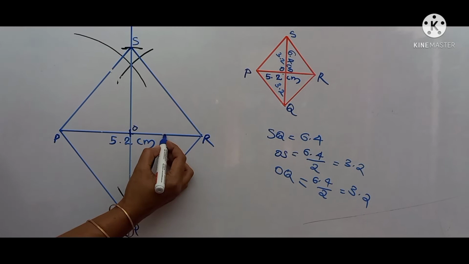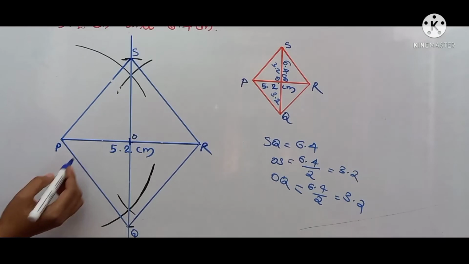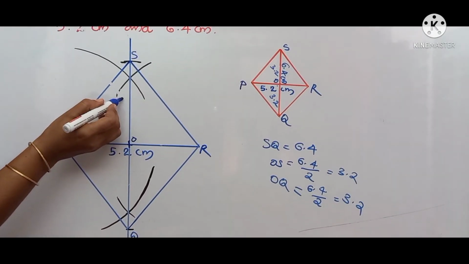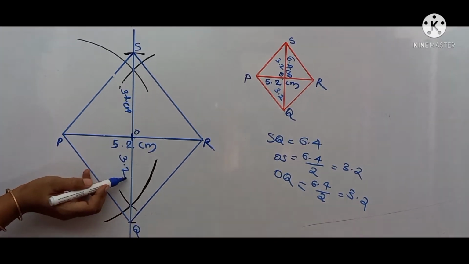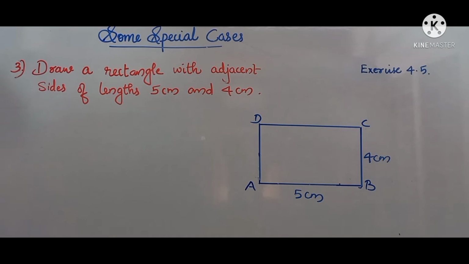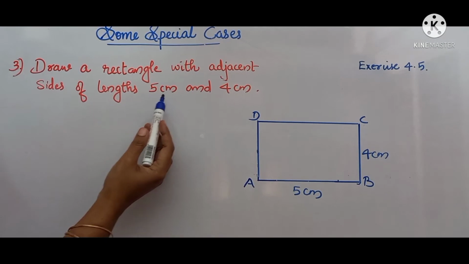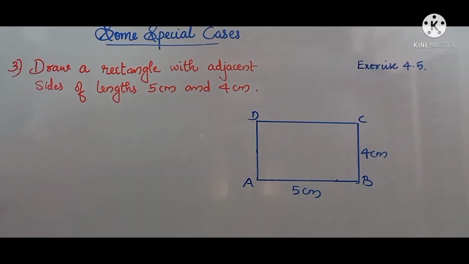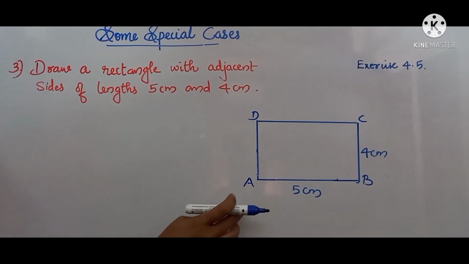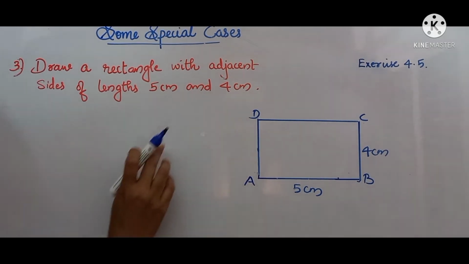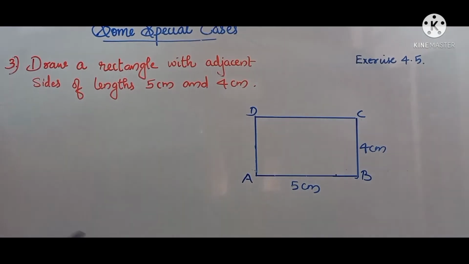And we have constructed our rhombus PQRS, and here it is 3.2 centimeter, and here also 3.2 centimeter. The third problem, exercise 4.5, third problem: draw a rectangle with adjacent sides of lengths 5 centimeter and 4 centimeter. Here I have drawn that rectangle, and here there is no name given, so we can give the name ABCD, and here that adjacent sides are given, AB 5 centimeter and BC we can take as 4 centimeter.